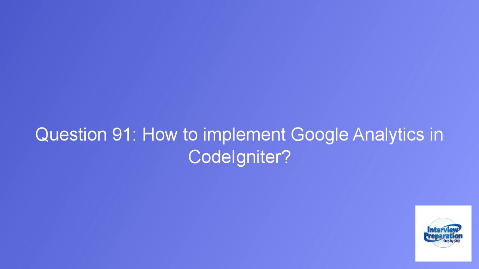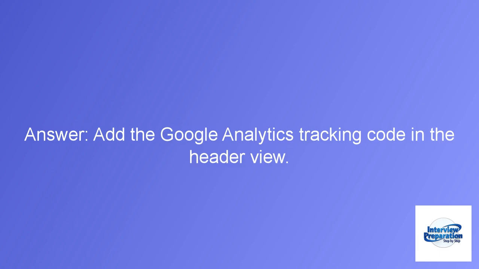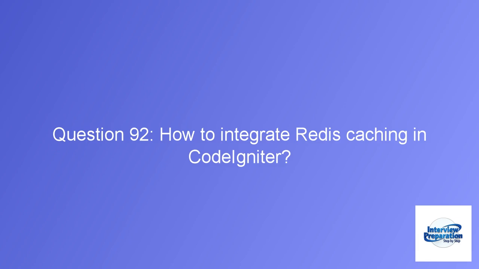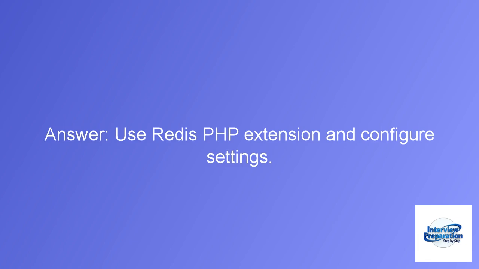Question 91. How to implement Google Analytics in CodeIgniter? Answer. Add the Google Analytics tracking code in the header view. Question 92. How to integrate Redis caching in CodeIgniter? Answer. Use the Redis PHP extension and configure settings.